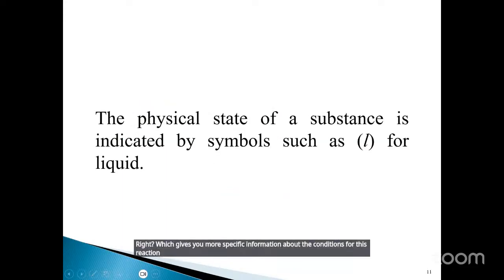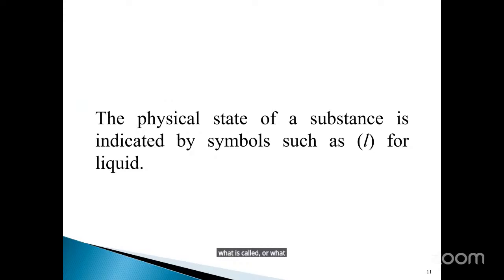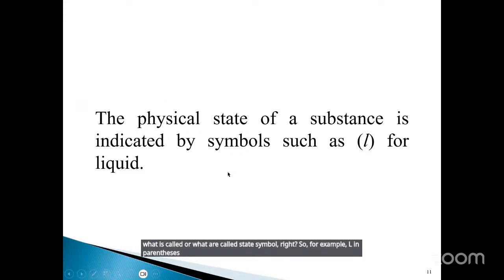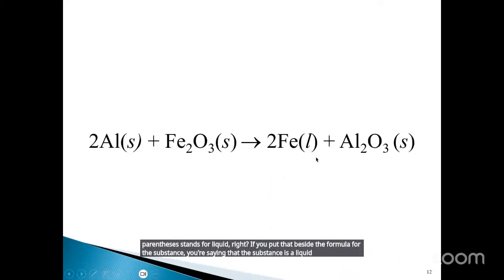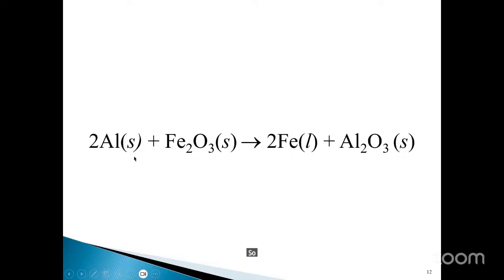In some cases, which will become important, you may be given information about the state of the different substances involved. And we use what are called state symbols, right? So, for example, L in parentheses stands for liquid, right? If you put that beside the formula for the substance, you're saying that the substance is a liquid. So here is that applied to this equation that we just looked at. As you can see here, you see S, S, L, L. I mean S for the aluminum oxide.